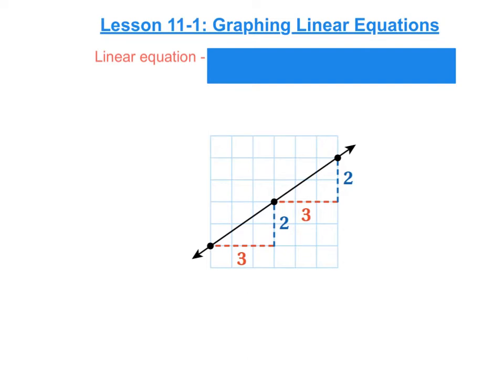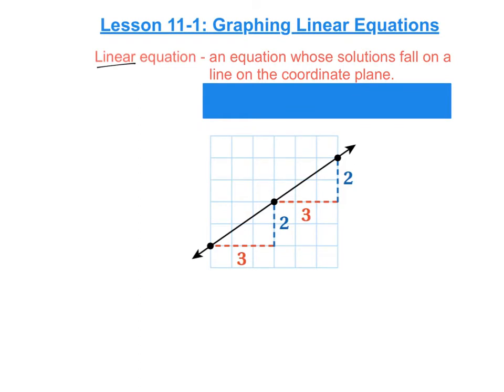So the first thing we're going to look at in the first lesson is how we graph linear equations. Just by way of definition, if you look at the word linear, it gives you a little bit of a clue as to what the word means. You can see the word line in there. So a linear equation is simply an equation whose solutions fall on a line on the coordinate plane when we graph it. So I've got a linear equation here.